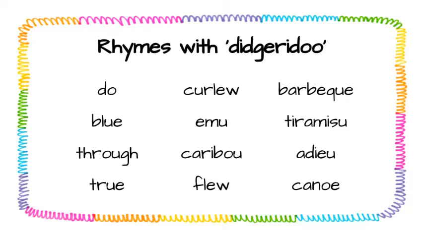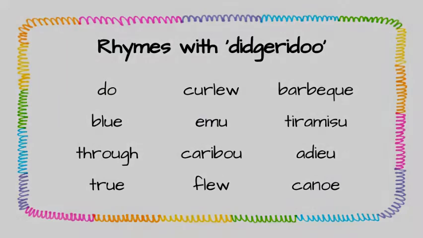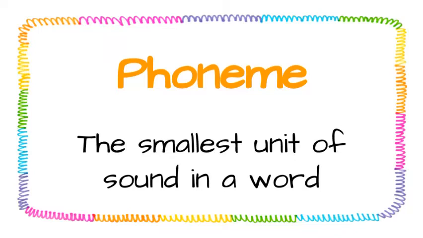So on this page, you'll see just a few of the examples of words that rhymed with didgeridoo. Now, didgeridoo, when you look at it, it ends with O-O to make that ooh sound. None of the other words on this page end with those same letters. If they look so different, how can they all rhyme? And that's what we're going to talk about in our phonics lesson today. So we've got to break it down a little bit.